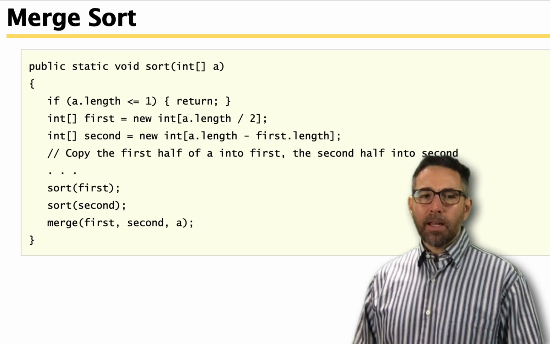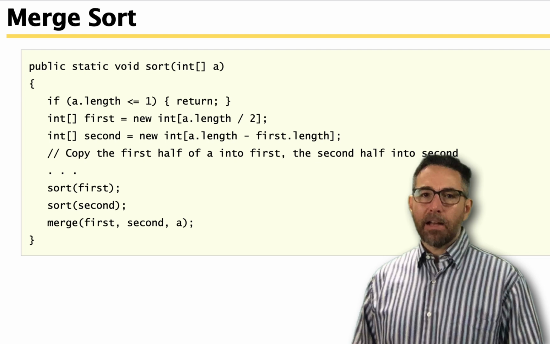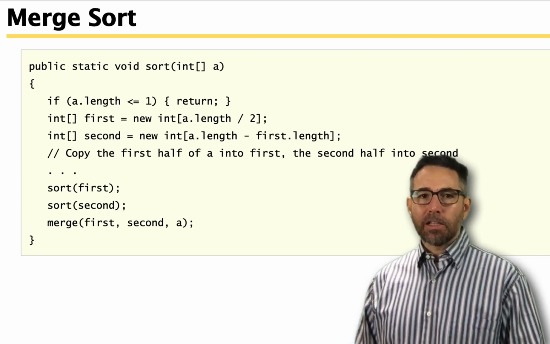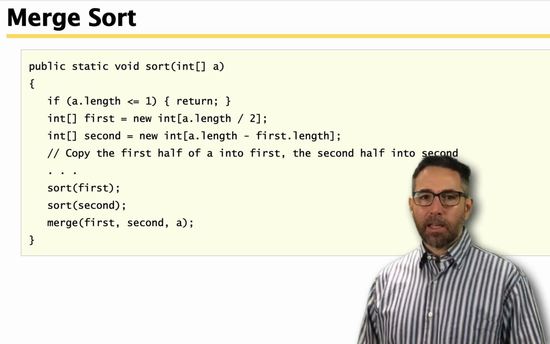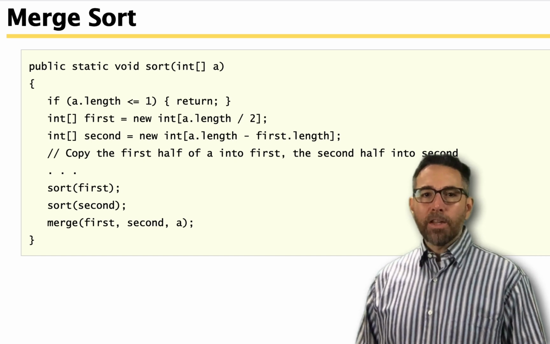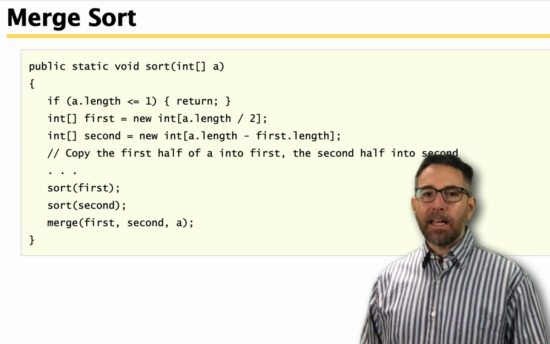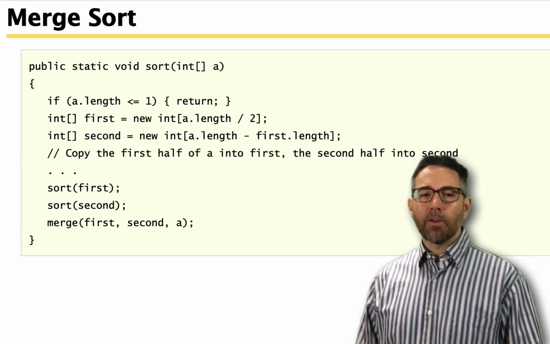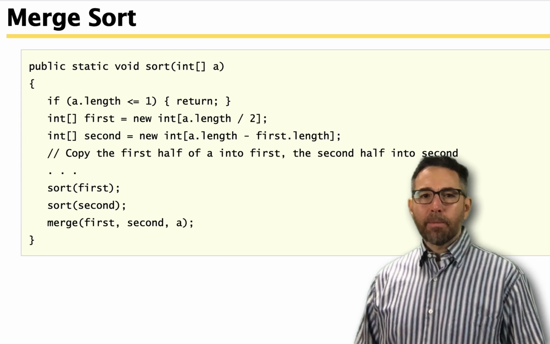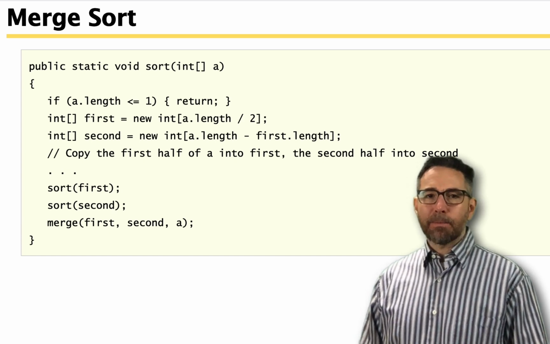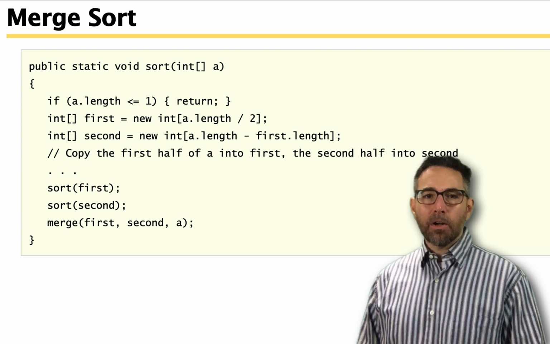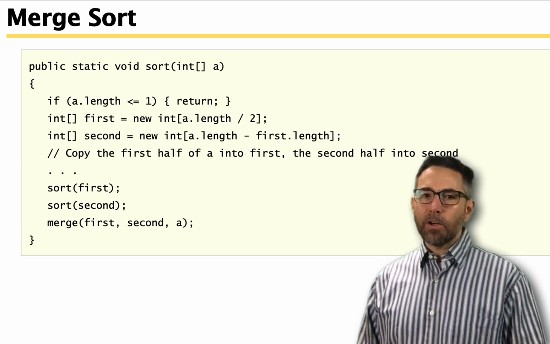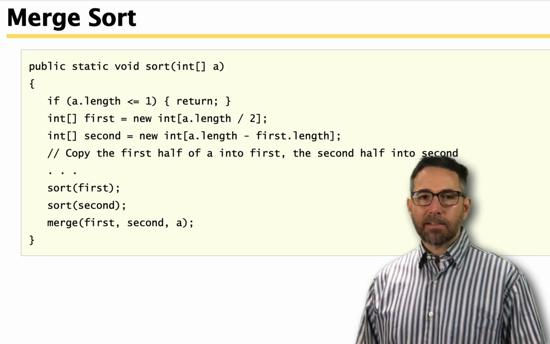Now what's not shown here is the process of copying over the data from A into first and second. I don't show you that because that's a simple application of loops, and hopefully by now that seems like it would be straightforward. Once we copy the data over into first and second, then we recursively call on our 2 subarrays. We call sort first and we call sort second. What comes back is first and second have been sorted, and then we merge first and second and put it back into A. And then when we return from merge sort, A has been sorted in place.